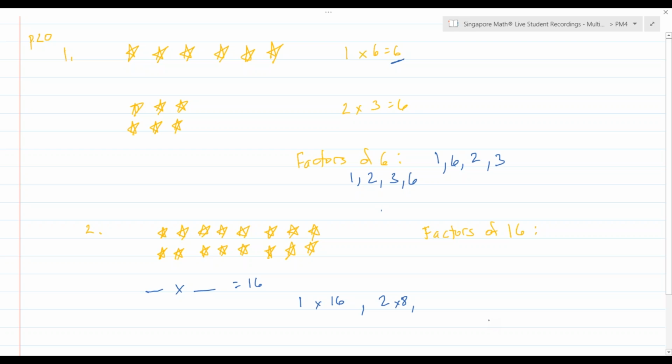3 does not go into 16 evenly because 3 times 5 is 15, 3 times 6 is 18. 4 does work. 4 times 4 is 16. Once you pass the midway mark, 4 and 4, I've tried all the numbers up to 4, and the next one I have is 4. That tells me that I'm finished. I don't have to go all the way up.